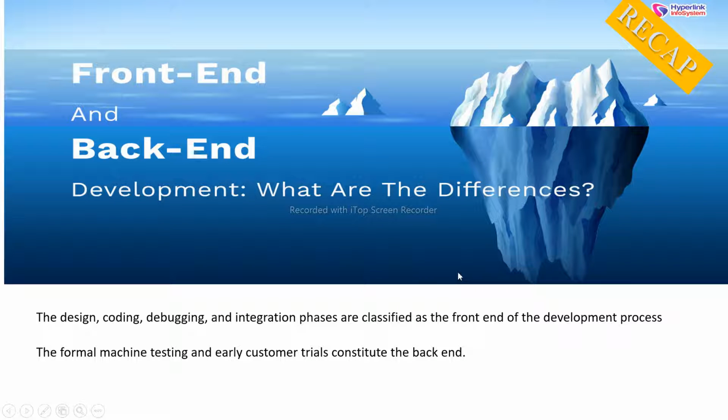We have also seen in the last class the front end and the back end of the software development. The design, the coding, the debugging and integration phases are classified as the front end of the development process, whereas the machine testing and early customer trials constitute the back end. So when we talk about the quality of the software, we have to focus on the front end as well as the back end, and how we are going to improve the quality of the software.